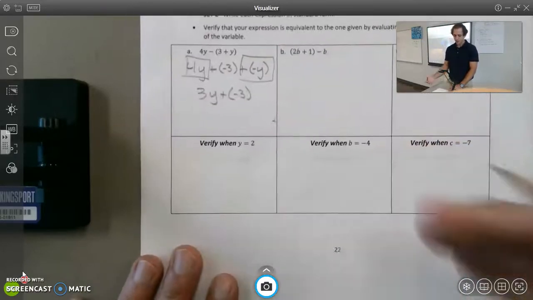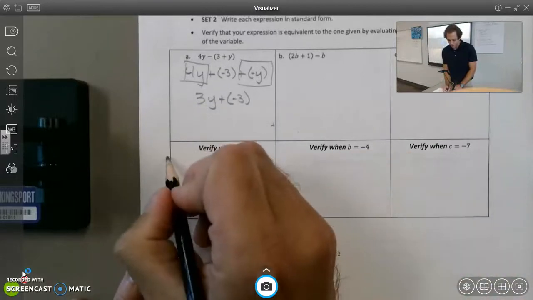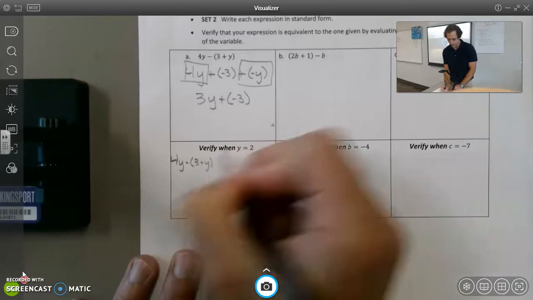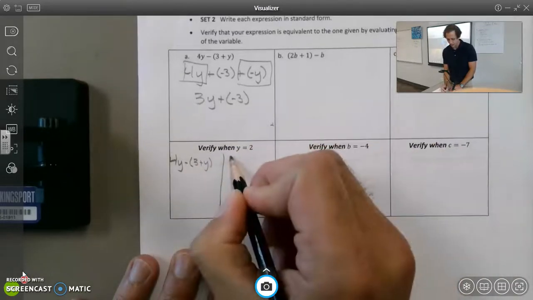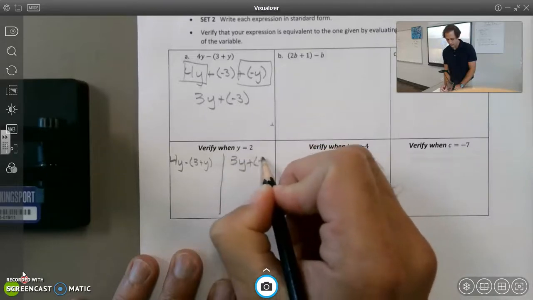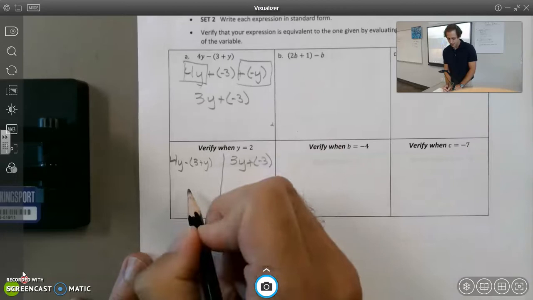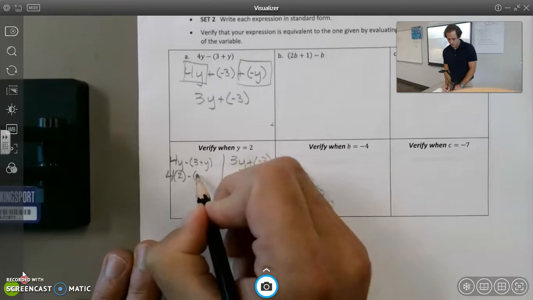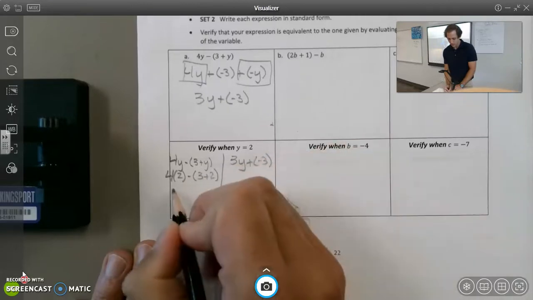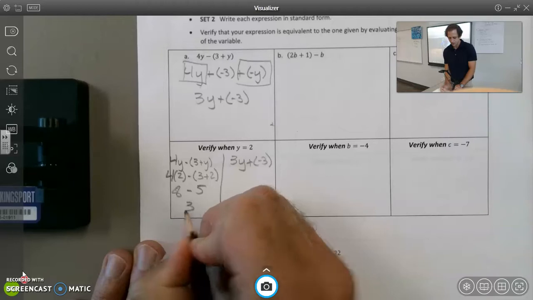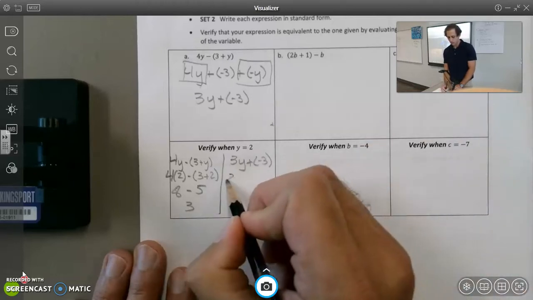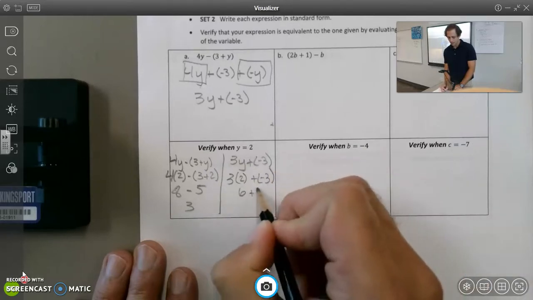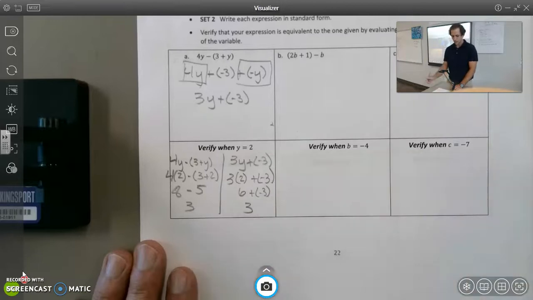Let's go ahead and verify it together just to make sure. 4y minus 3 plus y and 3y plus negative 3. So here I get 4 times 2 minus 3 plus 2. That's 8 minus 5, which is 3. How about over here? 3 times 2 plus negative 3. That's 6 plus negative 3, which is 3.